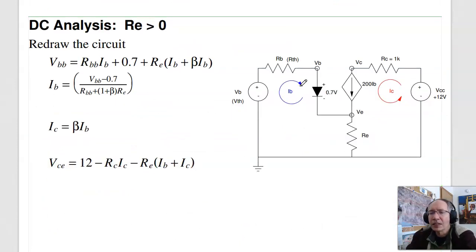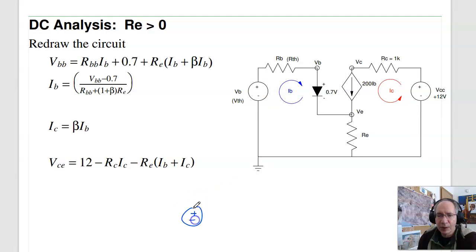Second case, suppose the emitter resistor is bigger than 0. In that case, what you have is, again, you got your VBB, RB, transistor, emitter resistor going to ground. And here's RC going to 12 volts.